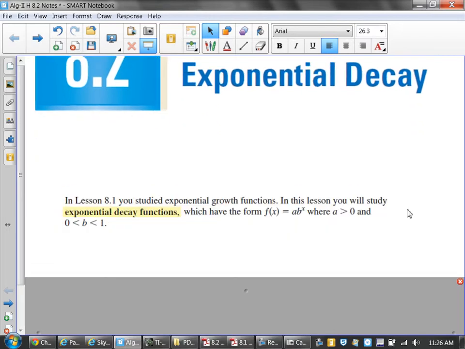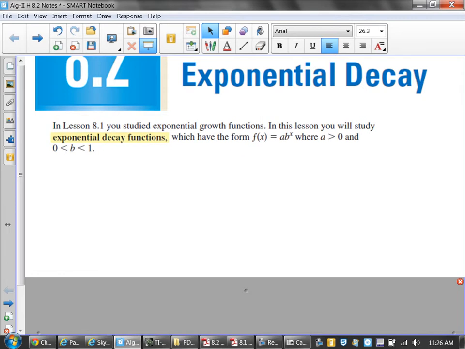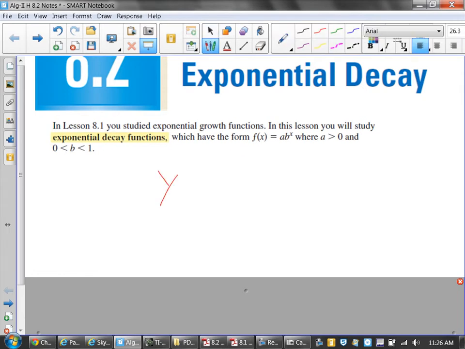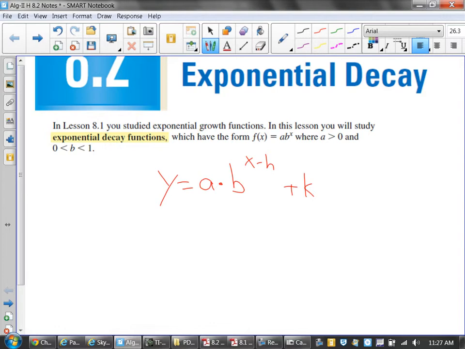Your value of b, when you have y equals a times b to the x minus h plus k, this value of b is fractional. It's between 0 and 1.